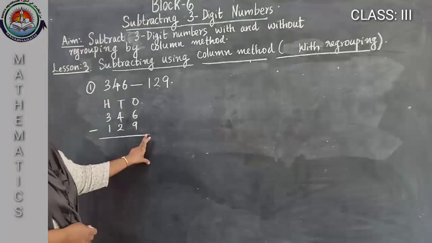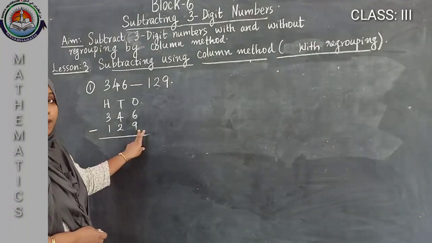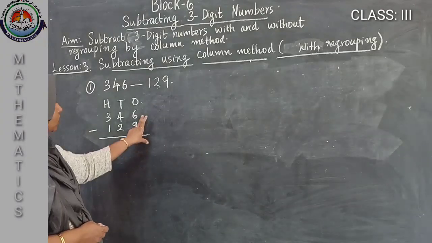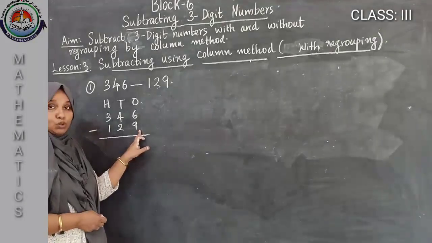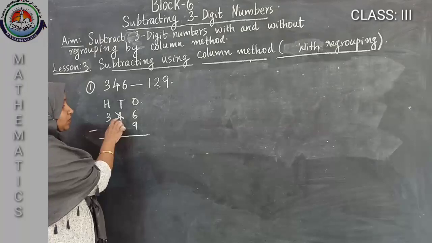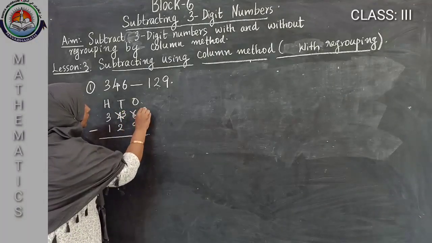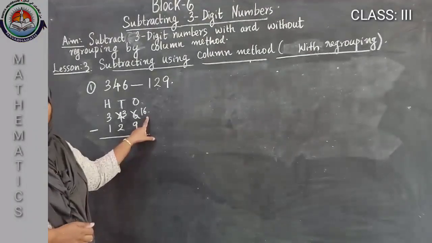first we have to start from ones. So 6 minus 9, what is 6 minus 9? Can we do 6 minus 9? No, because this is the smaller number and this is the bigger number. So what do we have to do? We should borrow 1 ten from the tens. So this 4 becomes 3 and 6 becomes 16. So this becomes the bigger one.